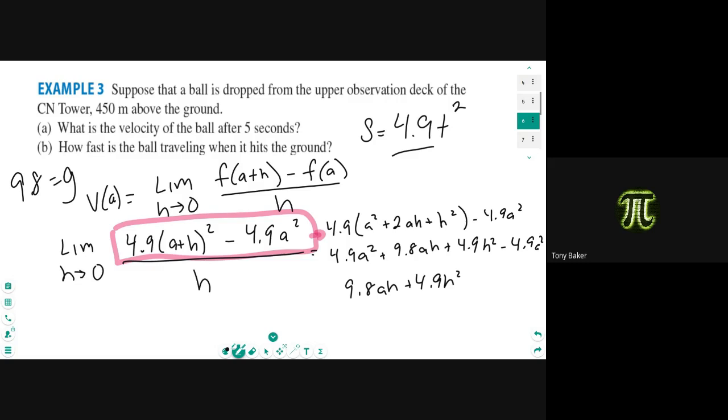Can I pull anything out of that? I can pull out the 4.9. Well, what's the more important thing to pull out? The h. Because I want to be able to somehow, remember, I saw that h down the bottom, right? I have to get rid of that h down the bottom. So actually, let's just pull out the h.